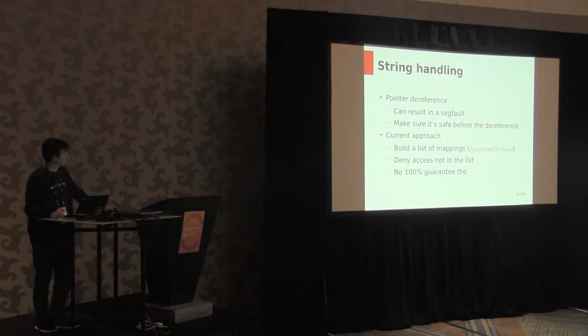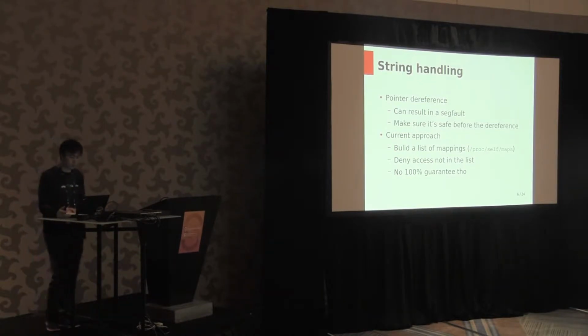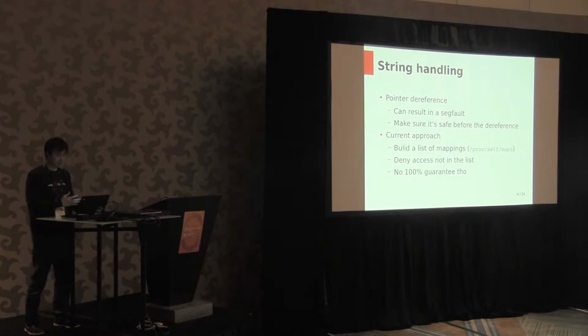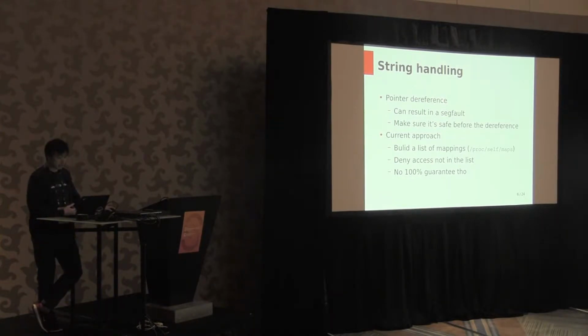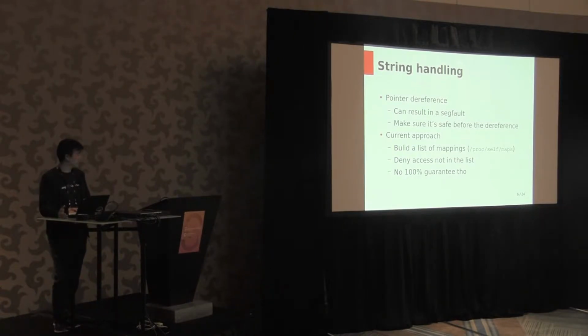But there's a problem in string handling: it's basically a pointer, so you need to follow the reference, the pointer values, but it can result in a seg fault when the value is not intended as a pointer or it has broken values. So the current approach to prevent that is to build a list of allowed mappings by reading the proc file system and allow pointer access only in the white list of the allowed mappings. That has some race conditions, so it's not 100% guaranteed, but it works well in practice.